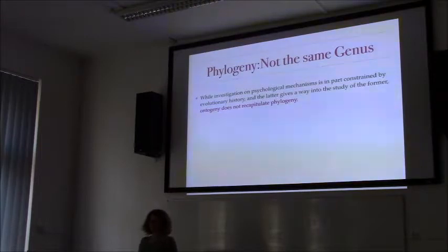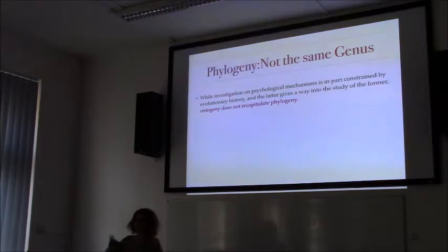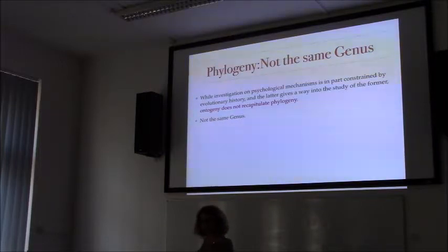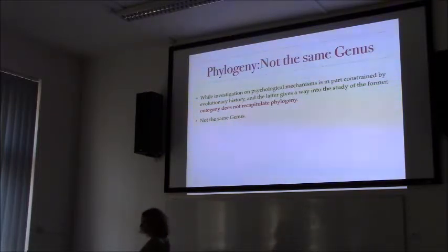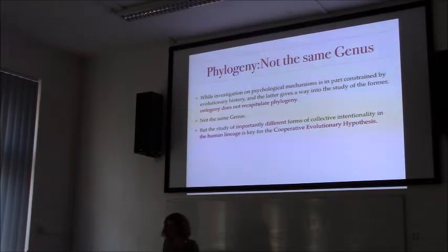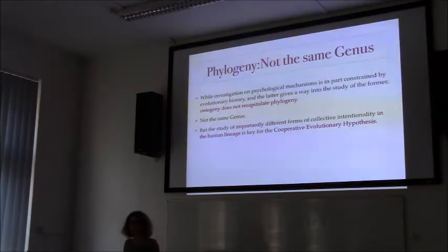Ontogeny does not recapitulate phylogeny. There is widespread agreement that it would be a mistake to think that this is just the same thing, just with different constraints. Because of this, I think we can understand the claim that it's not the same genus. The genus we're describing is a genus whose species unfold in ontogeny. Yet, the study of importantly different forms of collective intentionality in the human lineage is key for what I call, and people have given different names to this, the cooperative evolutionary hypothesis.